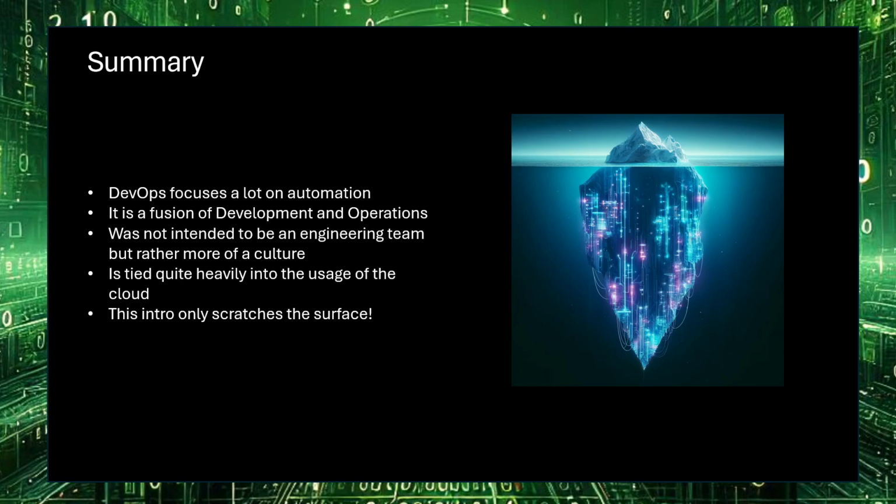So in summary, what we've seen today is a very high level about DevOps, focusing on two of the main tasks. So first of all, this is automation, both in the CI/CD and also within deployment of infrastructure as code. So we've seen that it's a fusion of development and operations, and it was not actually intended to be an engineering team, but rather more of a culture spread across a group of engineering teams. It is very heavily tied to the usage of the cloud, and a lot of the time when people are talking about DevOps, they also mean cloud engineering.